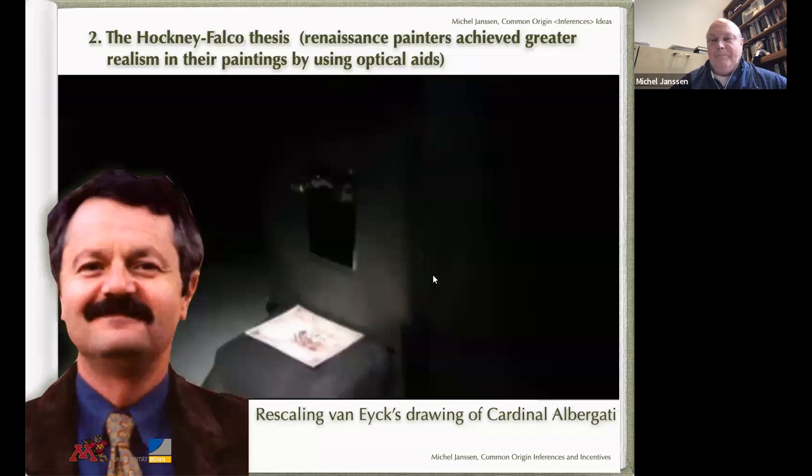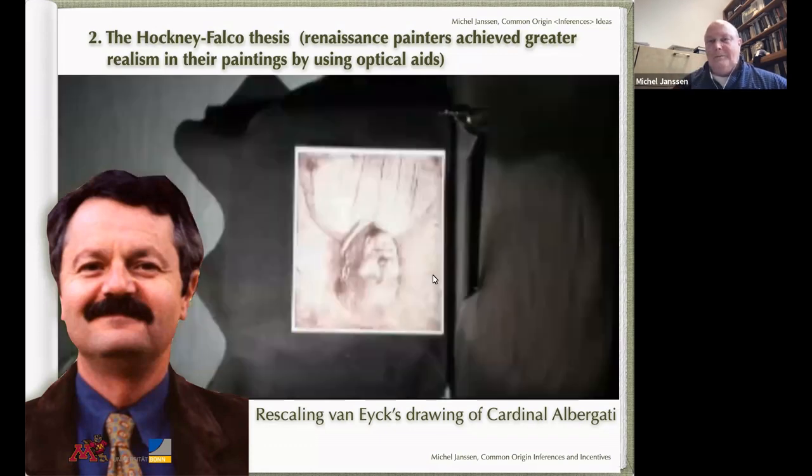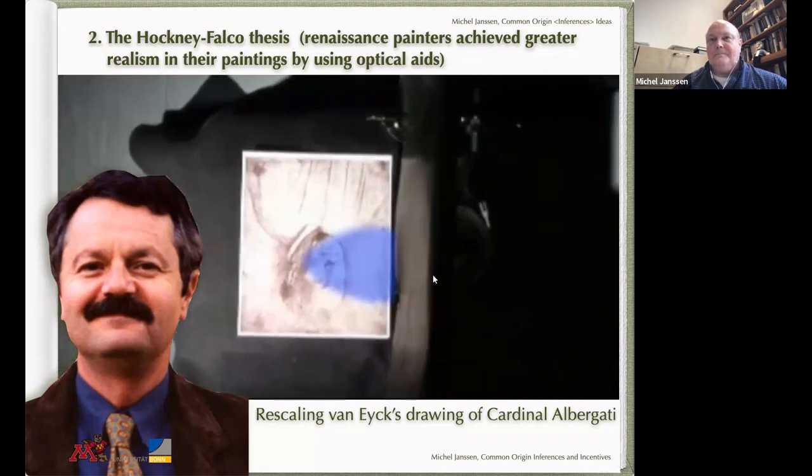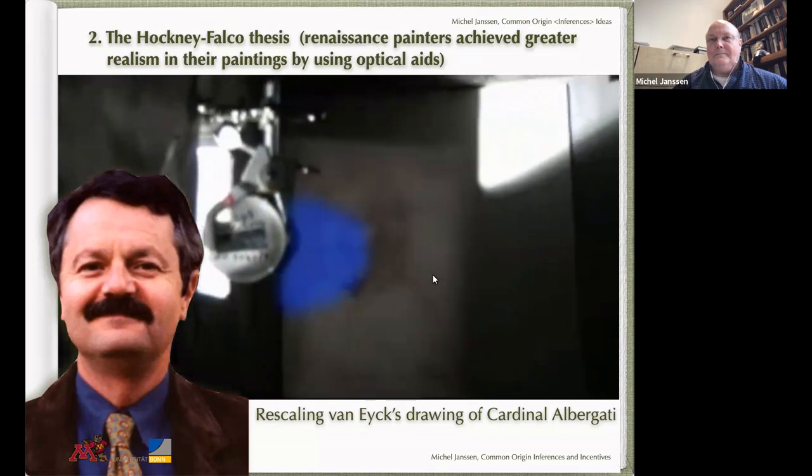On the stand is a life-size copy of Van Eyck's Cardinal Albergati drawing. To enlarge the drawing by the necessary 40% to the size of the painting, the image is reflected and focused by a concave mirror onto the floor. Because we're dealing with magnifications greater than 1, even the highest quality concave mirror will only focus with high fidelity a portion of the drawing.